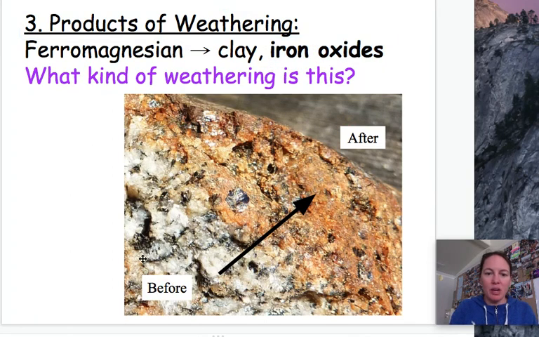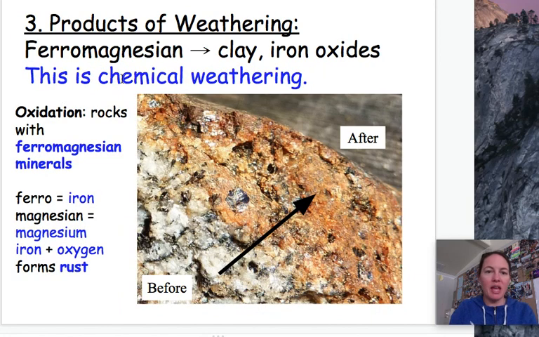Now notice, this is what it looked like before on the inside of the rock, and this is what the outside of the rock looks like afterwards. Yes, this would be chemical weathering because we see that color change. Before it was light colored and afterwards it was kind of orange colored. So this chemical weathering was the oxidation with the rocks with the ferromagnesium minerals. Remember, ferro is iron, magnesium is magnesium, and iron plus oxygen forms rust. So that was all going over weathering, how rocks are broken down either by mechanical or chemical means.